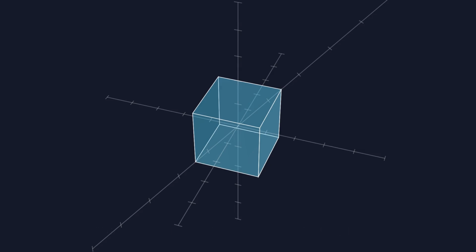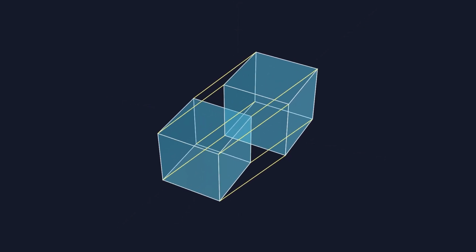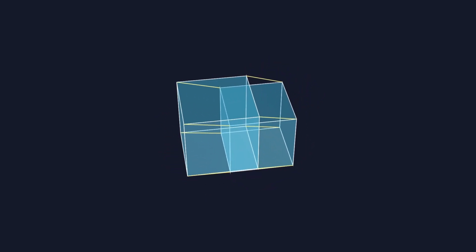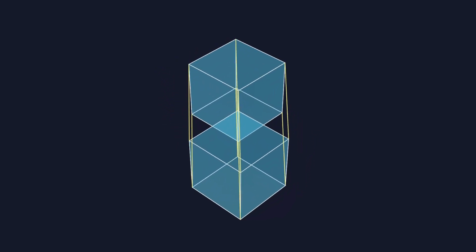Now that we have the fourth dimension, we can continue the pattern and connect two cubes along it, just like we did with other dimensions. This is our four-dimensional cube of two regular cubes connected at each corresponding vertex. But it's not exactly what you would see in front of you.